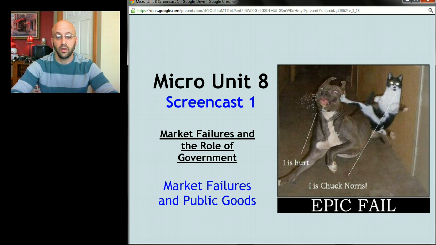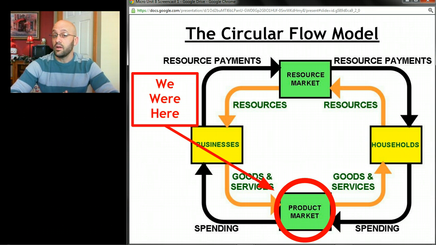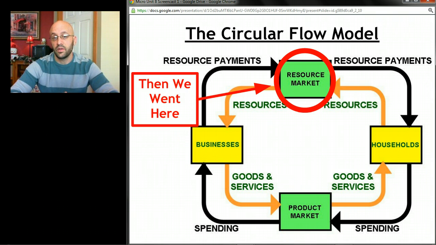Market failures and public goods. So again, it's been a long journey. We spent the first part of the course talking about introductory, basic stuff like supply and demand, elasticity, that kind of stuff. We then spent a few weeks, actually more than that, talking about product markets, the four different kinds, perfect competition, monopoly, that kind of stuff. In the last unit, we jumped over to the resource market and we talked about how businesses decide what kind of resources and in what amounts to use to produce goods and services.